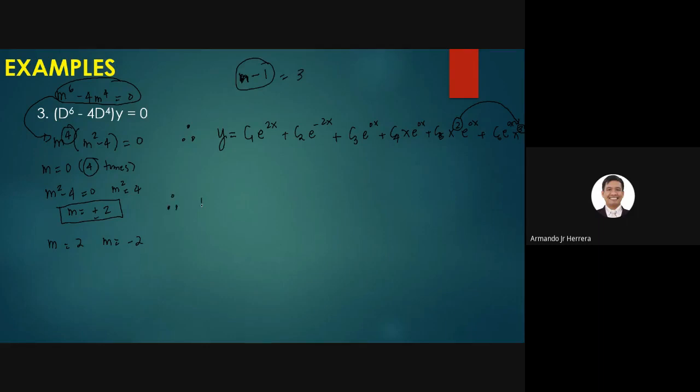So therefore, our answer is y equals c1 e to the 2x plus c2 e to the minus 2x plus c3 e to the 0 is c3 plus c4x e to the 0 plus c5x squared e to the 0 plus c6x cubed. So that will be our general solution for that.